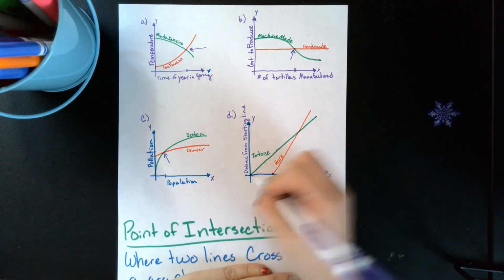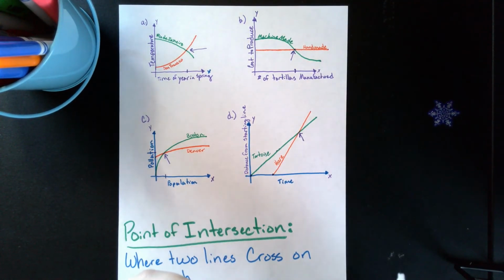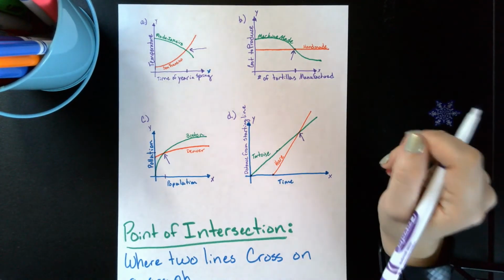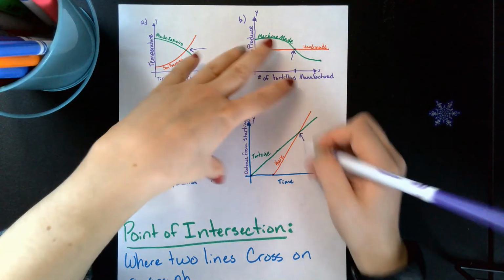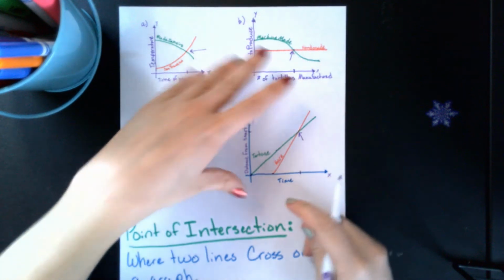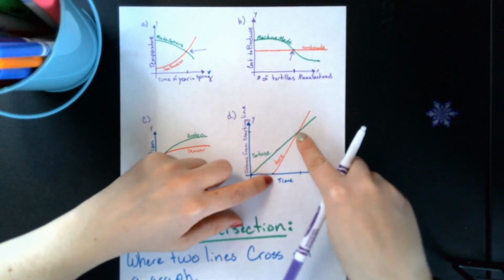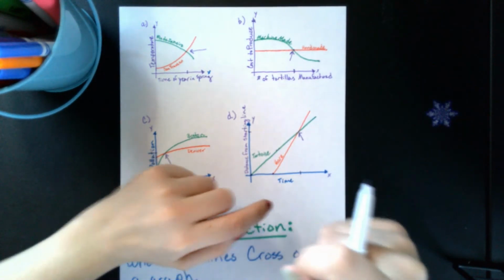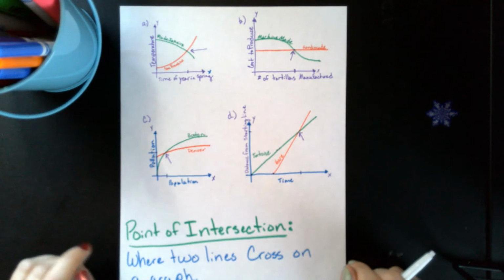So what I want you to tell me is, what does that point of intersection represent? Hopefully you told me this is the point when the rabbit and the turtle cross paths. The turtle has been going, and at that point the rabbit passes him and continues on to finish the race, although we know at some point he'll fall asleep and the turtle will win anyway.